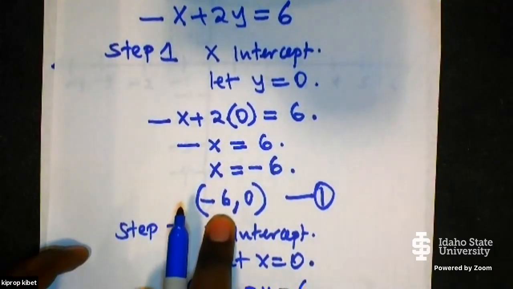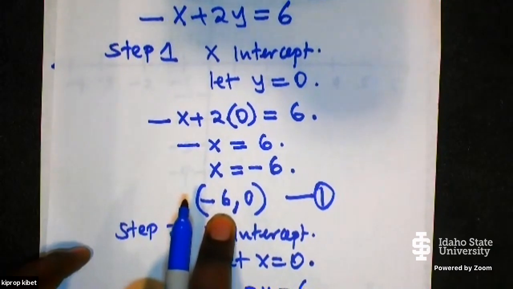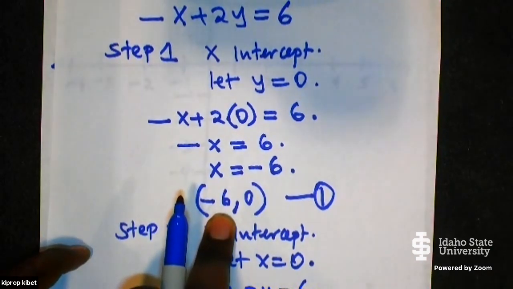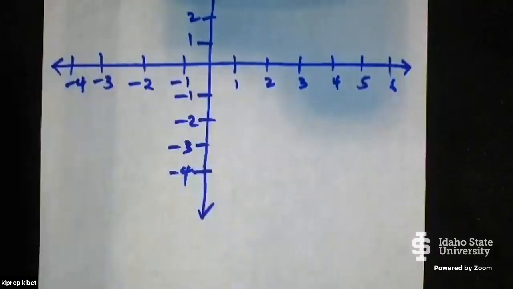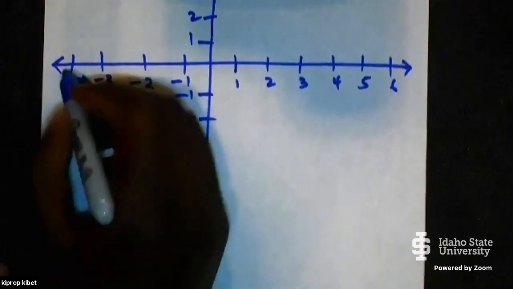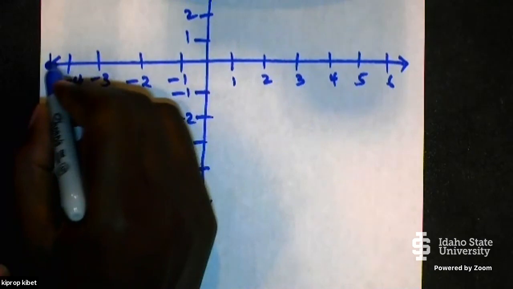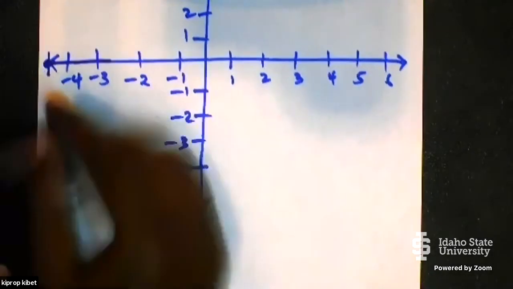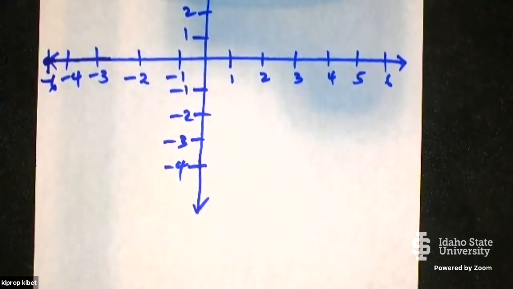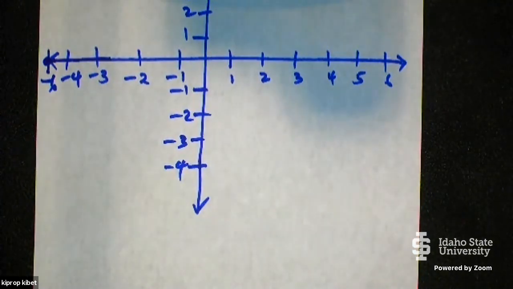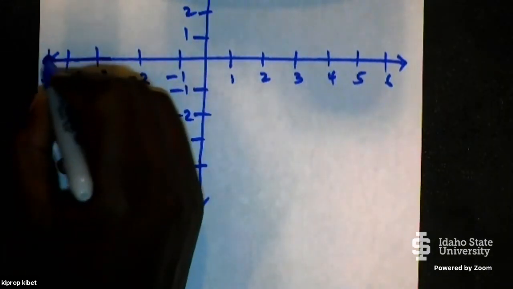minus 6 and what? 0, okay? So minus 6 and 0. So where is minus 6? Let's say minus 6 is somewhere here. Minus 6 and 0. So let's say minus 6 is there. So minus 6 and 0. So this one is our point.